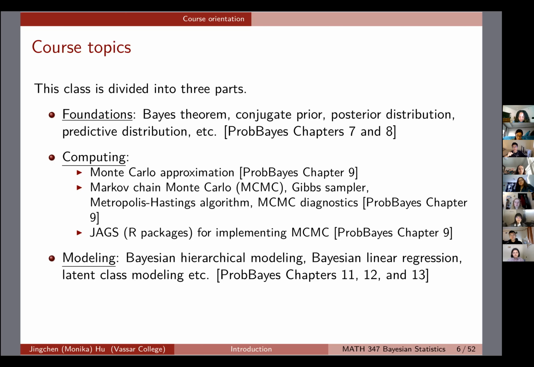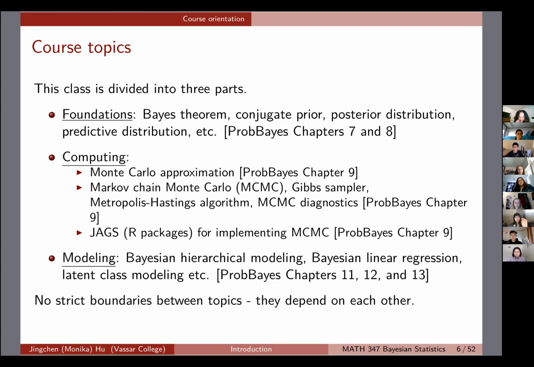And then towards the end, we're going to cover different modeling techniques, for example, Bayesian hierarchical modeling and Bayesian linear regression. I'll also introduce some advanced concepts like latent class modeling, etc. Those will be coming mostly from chapters 11, 12, and 13. What I want to mention is that there are no strict boundaries between these topics or the divided parts, because they really heavily depend on each other.